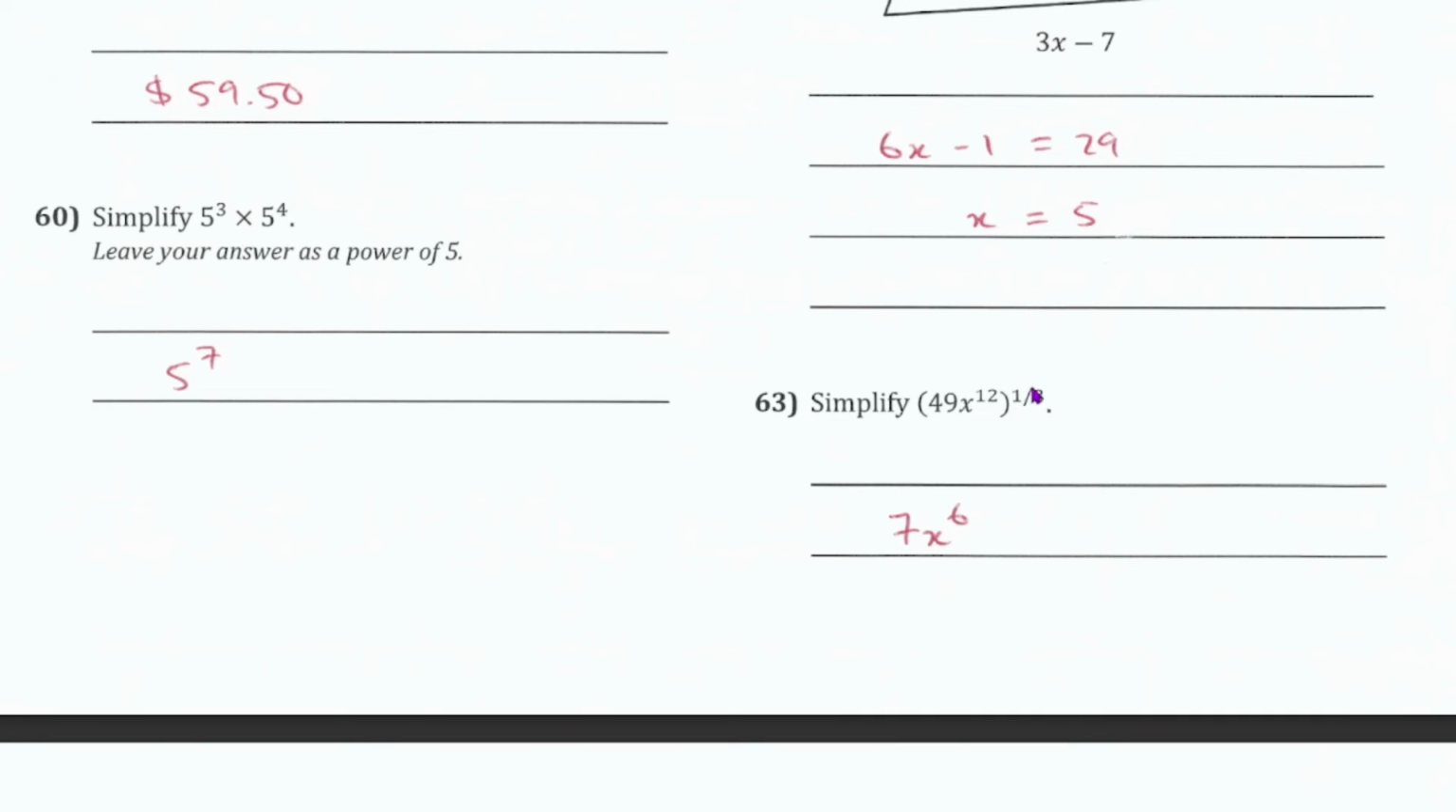The second thing is, what happens if you had just 49 to the power of a half? Well, anything to the power of a half is effectively being square rooted. If I had 4 to the power of a half, it would be 2. If I had 9 to the power of a half, it would be 3. So in this case, 49 to the power of a half is 7. That gives us the total 7x to the power of 6.